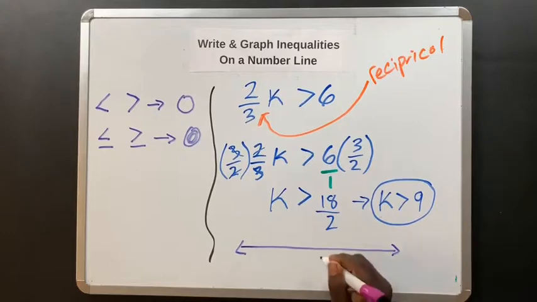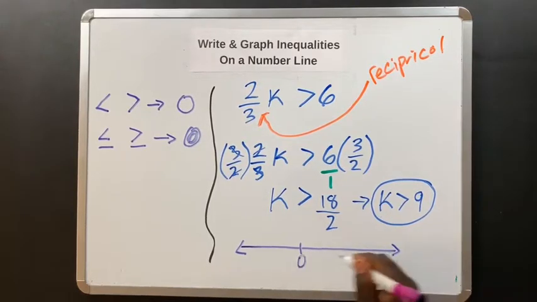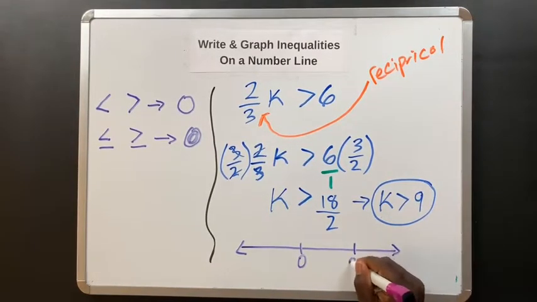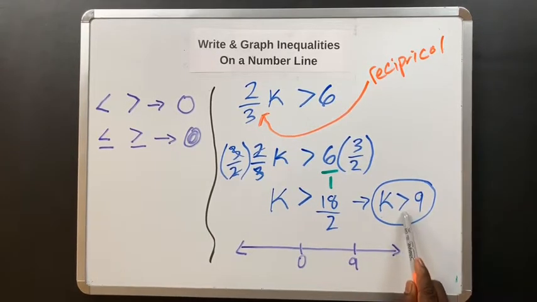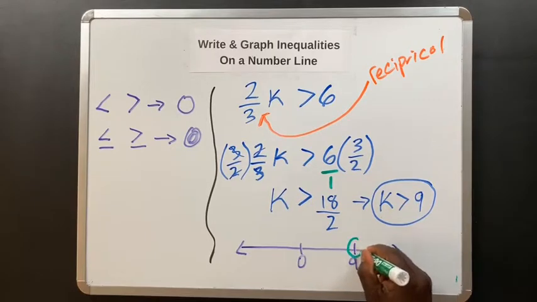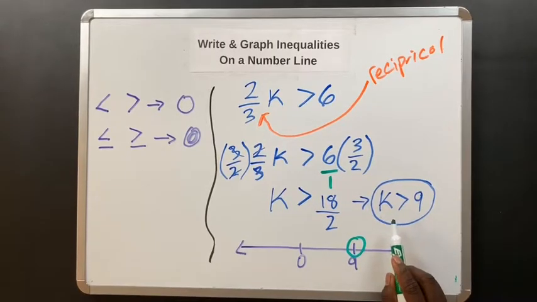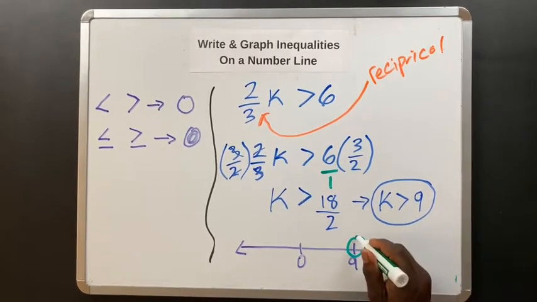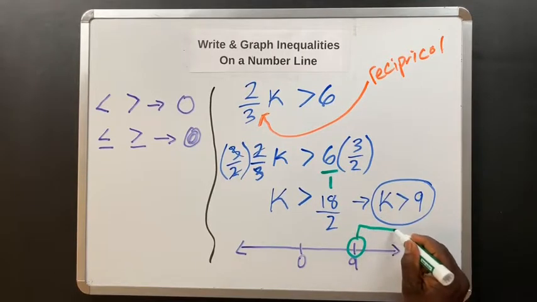Here, we identify 0, plot 9, maybe here. And what type of circle is that, open or closed? It's going to be an open circle. So let's put an open circle over the 9. It says all values of k greater than 9. So if it's greater than 9, it has to go in this direction to the right.